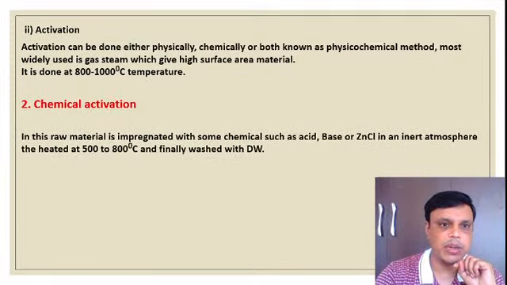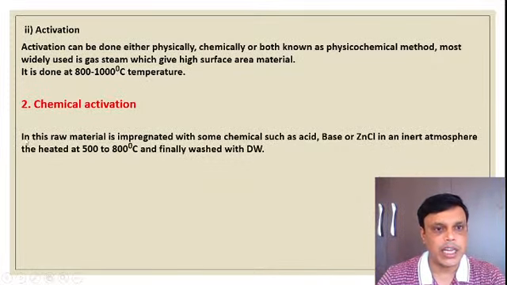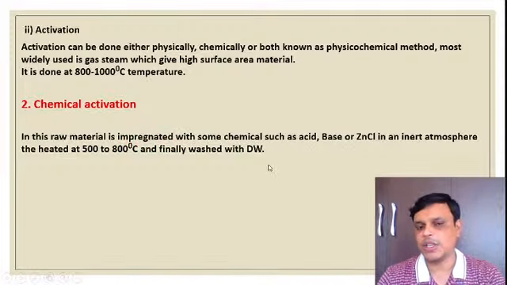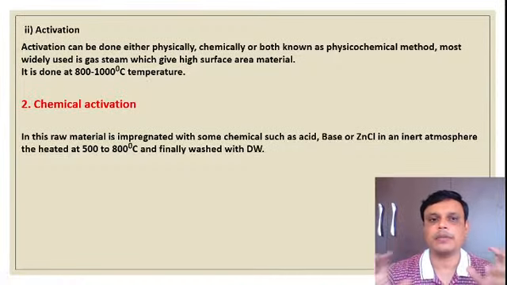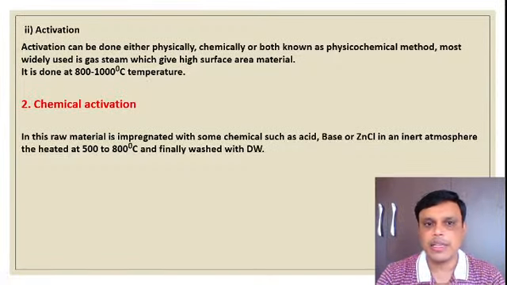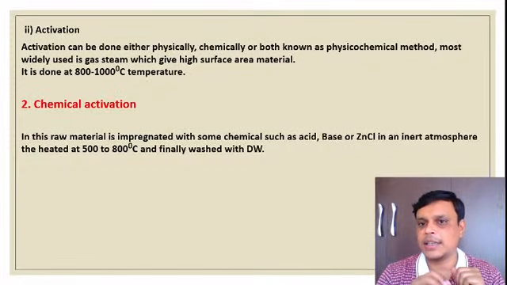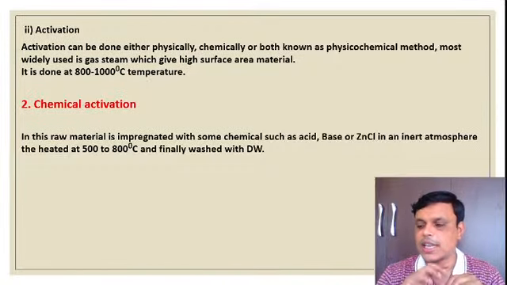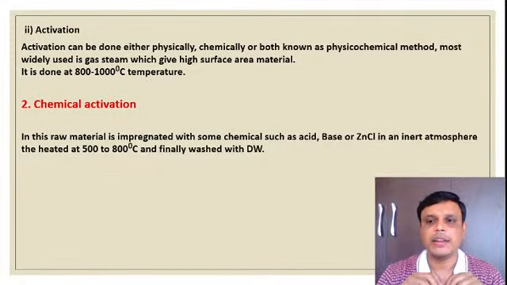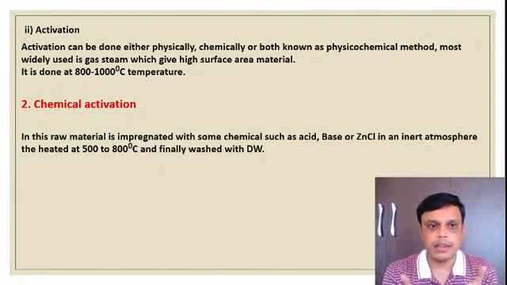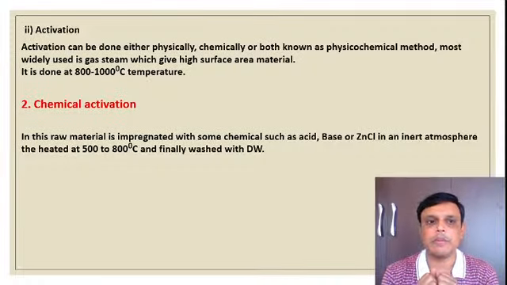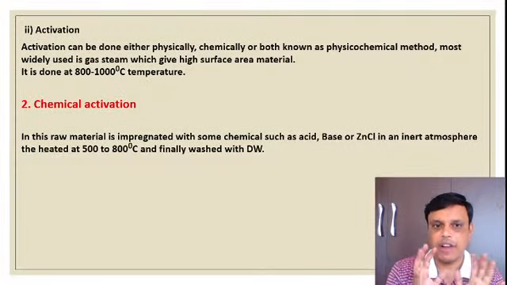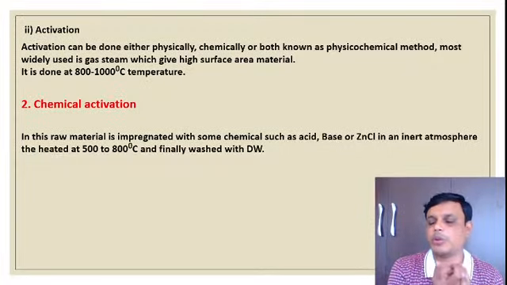So in chemical activation, what happens? The raw material, the carbonaceous precursor, is impregnated with chemicals such as acid, base, or zinc chloride, and this process is carried out in an inert atmosphere. The impregnated material is heated at 500 to 800 degrees Celsius, and finally it is washed with distilled water to remove the impurities.